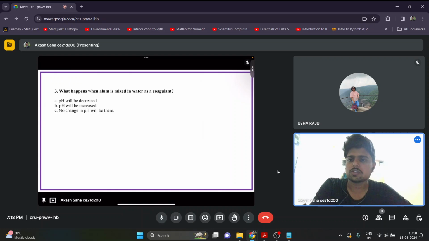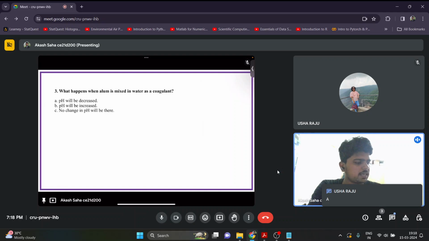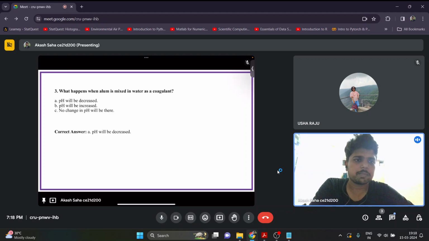Okay. So now the question says, what happens when alum is mixed in water as a coagulant? So whether the pH will be decreased, pH will be increased, or there will be no pH change. So can you tell me the answer? A. So there will be a decrease in the pH. So that is correct.